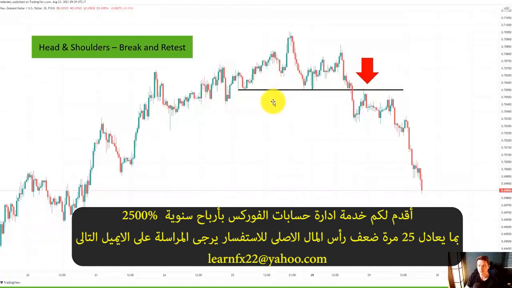Head and shoulder break and retest. So if you read one of those classic technical analysis books from Edwards and Magee, for example, I think they classify head and shoulders as one of the most reliable patterns, and they are great patterns. And there are a lot of things that head and shoulders is telling you.